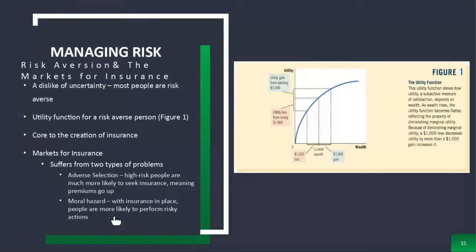The second aspect of this is moral hazard. And this is that with insurance in place, people are more likely to perform risky actions. So for example, knowing that an athlete is insured and knowing that they're not at risk of losing completely the amount of money they have if they injured their body, does this make athletes a little more aggressive in the gym? Does this make them a little more aggressive on the field?